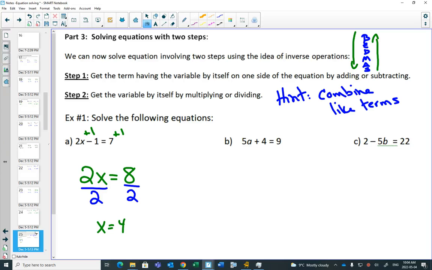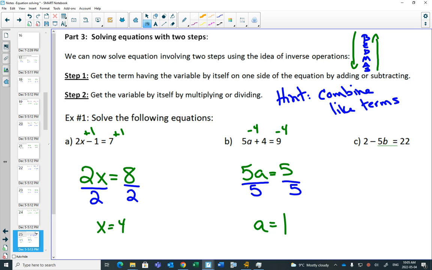Okay, so our goal is to get the variable by itself. We have some like terms here, so I'm going to start with that. I'm going to subtract 4 on both sides. That gives me 5a is equal to 5. What's the opposite of multiplying? The opposite of multiplying is dividing. So I divide both sides by 5, and I get a equals 1.